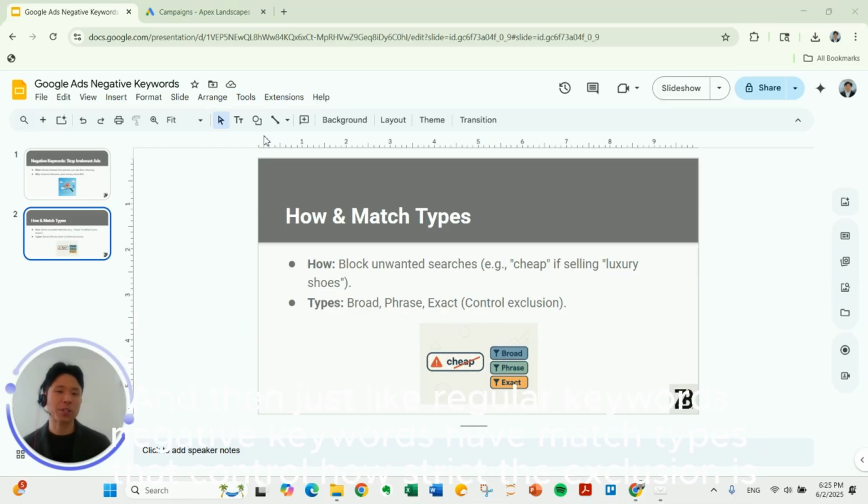And then just like regular keywords, negative keywords have match types that control how strict the exclusion is. So broad match, this will exclude searches that contain all the words in your negative keyword in any order, and there's no formatting for this, similar to the regular keywords. Then phrase match, which excludes searches that contain the exact phrase in the same order, and you have the double quotes formatting. And then exact match, which excludes searches that exactly match your negative keyword phrase with no extra words. And then you have the brackets formatting.